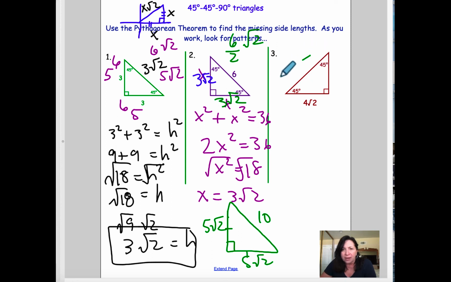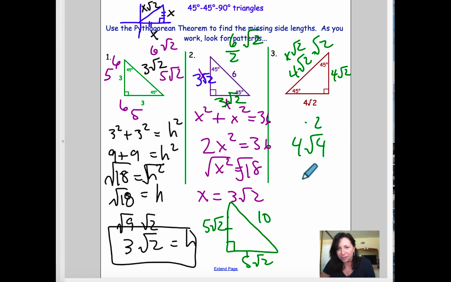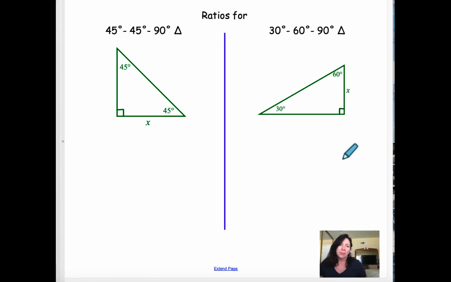This is x, these are both 45. My job is to find the hypotenuse. And so in order to find that missing side, I'm going to go x, x, x root 2. So this is x, this is x. So if this is 4 root 2, this is 4 root 2. And this then is x root 2. So 4 root 2 times root 2 is actually 4 root 4, but root 4 is 2, so 4 times 2 is 8. Done. Okay, so the ratios for this are basically x, and then x root 2.